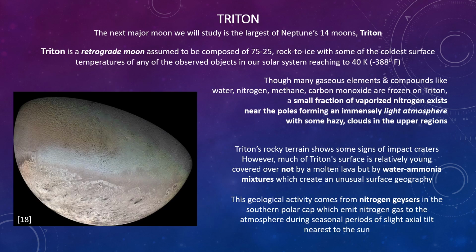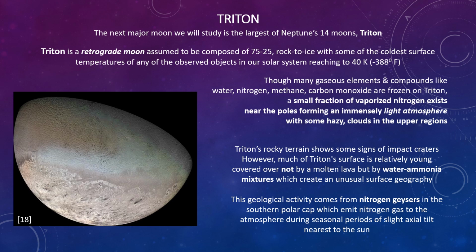So now we move on to Triton, which is the largest of Neptune's 14 moons and is the next major moon we're going to study. So Triton is a retrograde moon, and it is assumed to be composed of a 75 to 25% mixture of rock to ice. And it has some of the coldest surface temperatures of any object in our solar system, with a surface temperature of minus 388 degrees Fahrenheit, or we could say that is 40 degrees Kelvin.